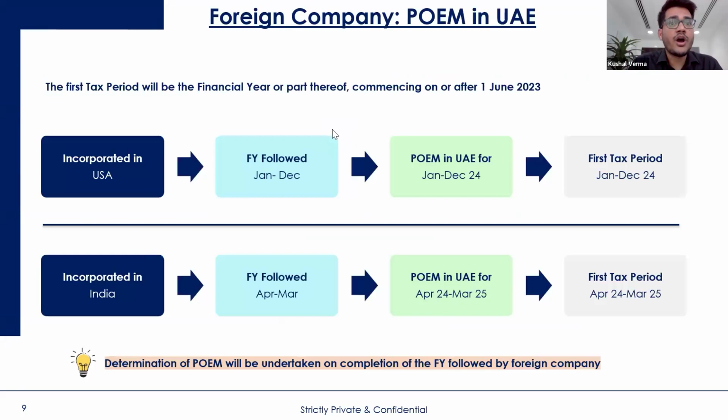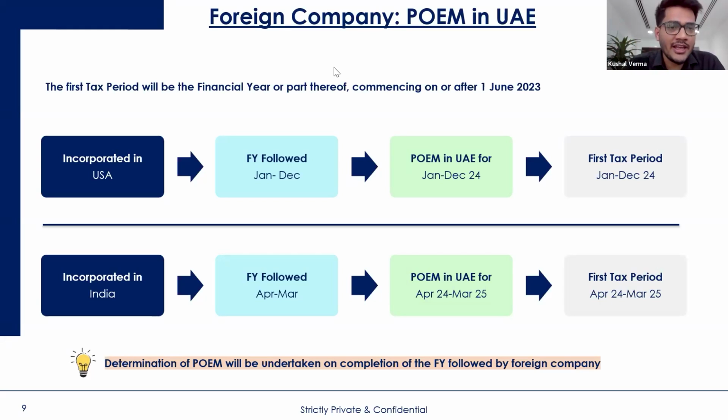This is for the entities incorporated in UAE, for the juridical person incorporated in UAE. But there may be other entities, like foreign entities, which are effectively managed from UAE, where their business is properly managed from UAE. Then the law says if such an entity has its place of effective management in UAE, that entity will be considered a resident in UAE. So this clarification clarifies the first tax period for these entities also. The law is simple: any financial year commencing after 1st June 2023 for which the entity has POEM in UAE will be the first tax period for any foreign entity.